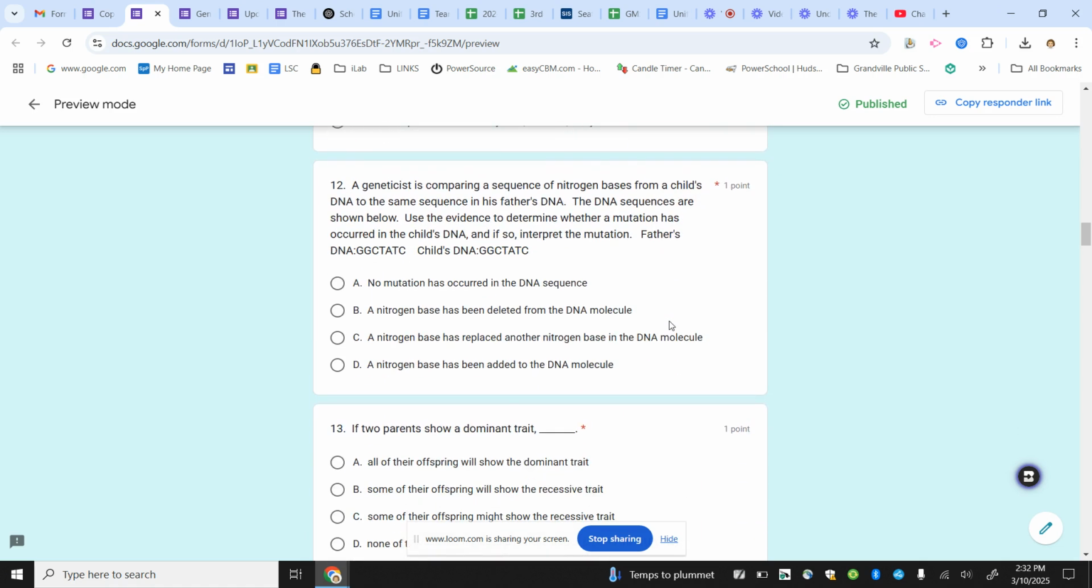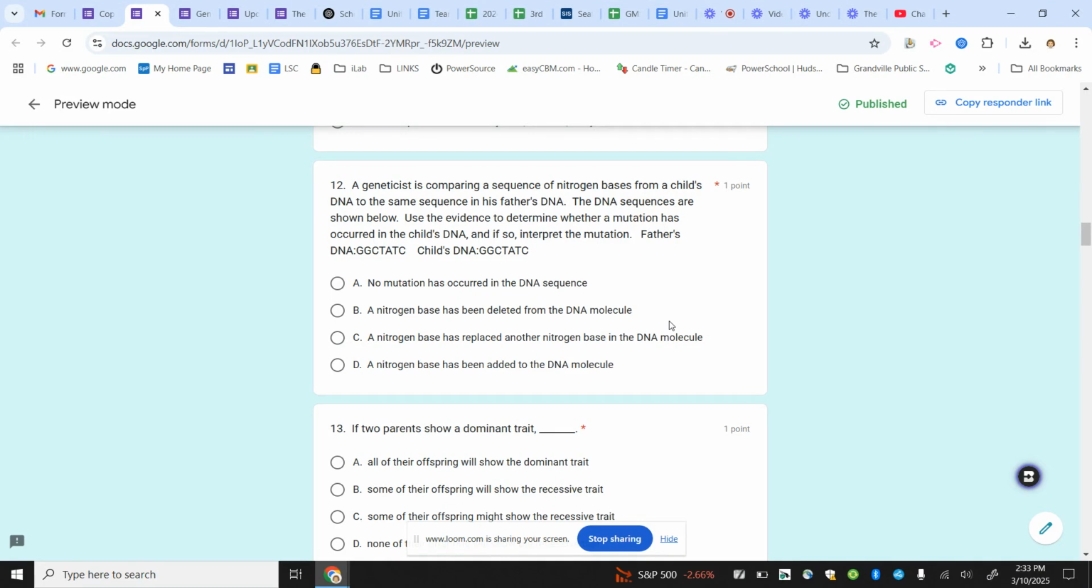Number 12, a geneticist is comparing a sequence of nitrogen bases from a child's DNA to the same sequence of his father's DNA. The DNA sequences are shown below. Use the evidence to determine whether a mutation has occurred in the child's DNA, and if so, interpret the mutation. The father's DNA, GGCTATC, and the child's DNA, GGCTATC.